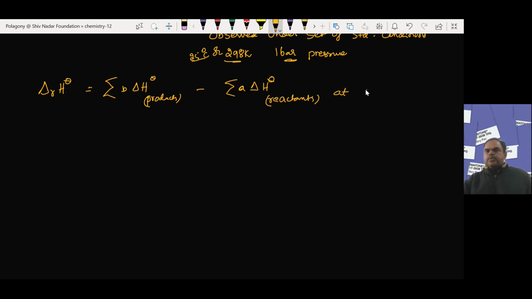At 298 Kelvin and 1 bar pressure, the standard enthalpy of reaction can be calculated. So let's just consider an example of this enthalpy of reaction.